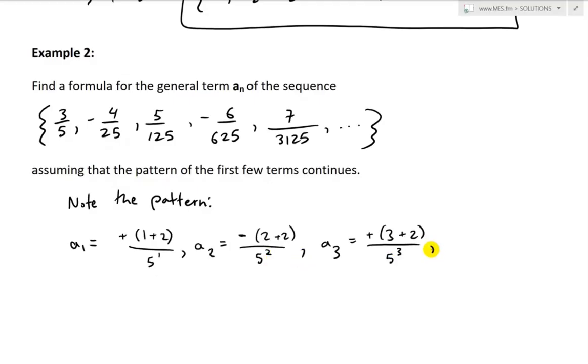And then one more term, let's get the fourth one. We have now a4 equals a negative, and then it's going to be 4 plus 2, over, well, that's just going to be 125 times 5. So notice if you multiply by 2, we get 250. Multiply that by another 2, we'll get 500. So then we have 2 and 2, that's 4.